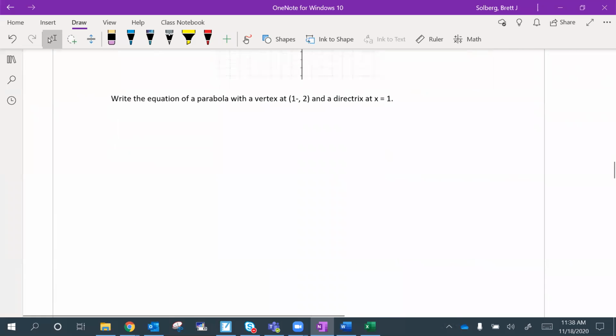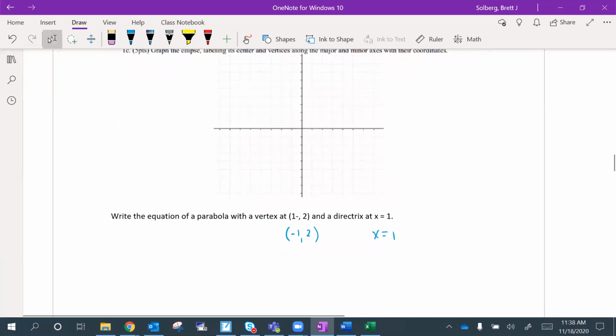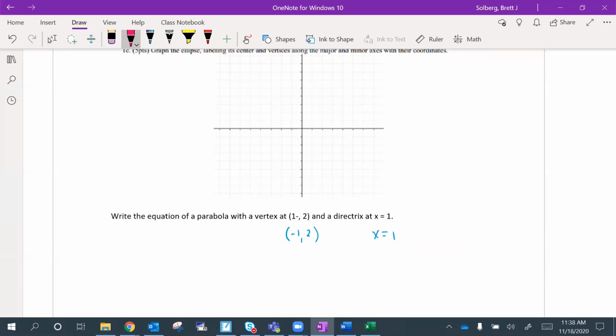There we go. I have a typo here. It should be at -1, 2, and a directrix at x equals 1. Okay. So guys, now let's just do one with a parabola here. I'm going to use the graph above. But we want to write the equation of a parabola based on the fact that it has a vertex at -1, 2, and a directrix at x equals 1.